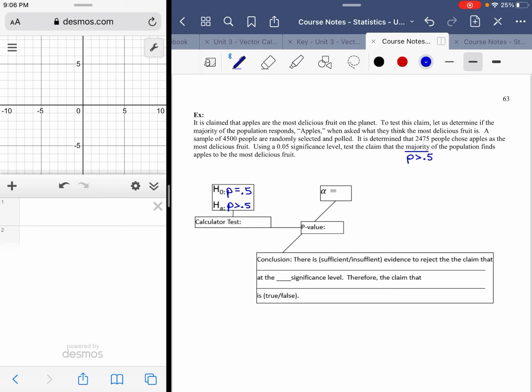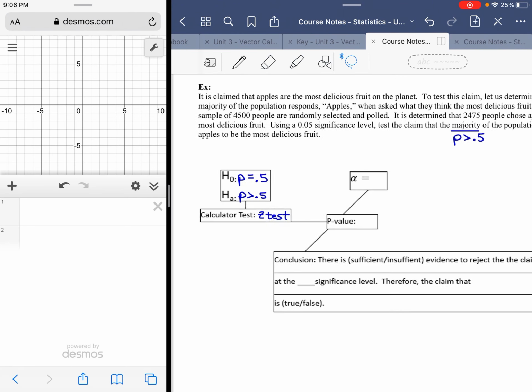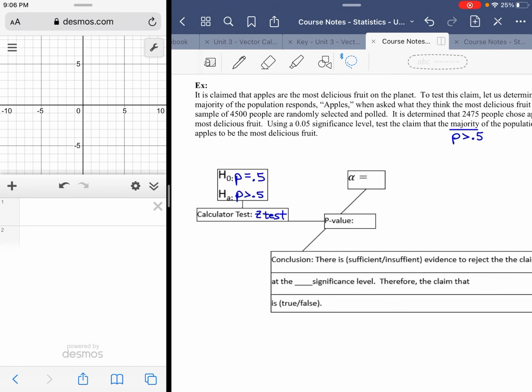Now the calculator test, whenever we're dealing with a population proportion, so this is one population proportion, is going to be a z-test. And that's essentially because it's a z distribution. So it's really not so much a matter of the kind of test as it is the kind of distribution that we're going to be using.